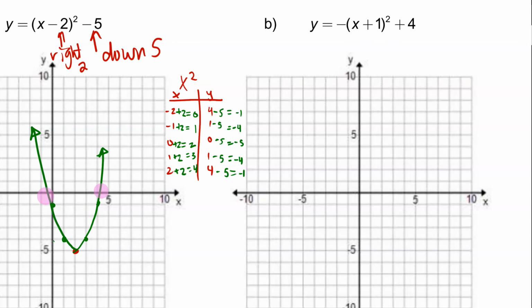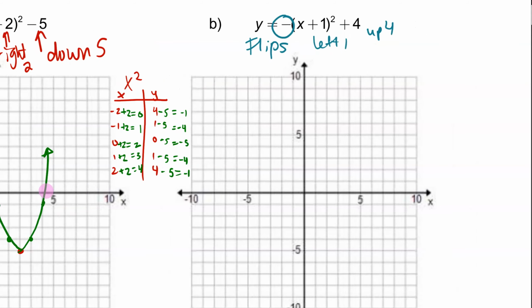All right, let's try B. So what is the translation? What is the change? It flips, it goes left by 1, and it goes up by 4. So I'm going to write out my coordinates.